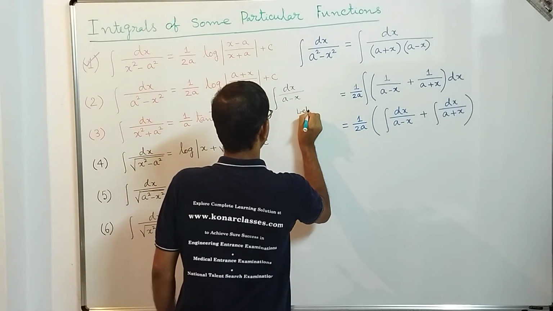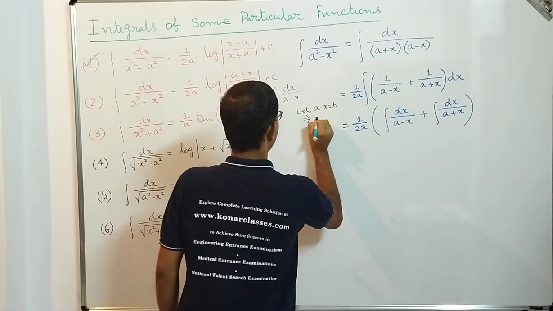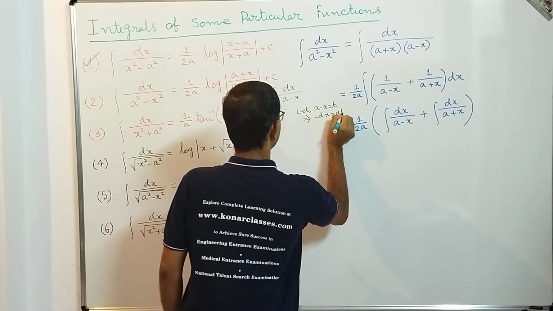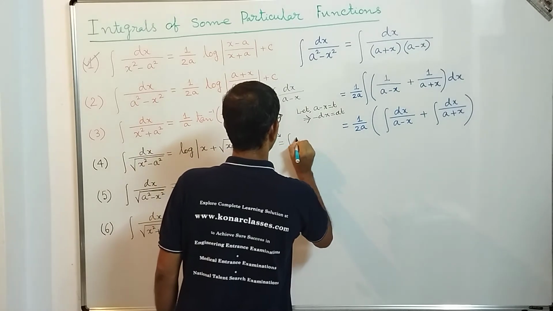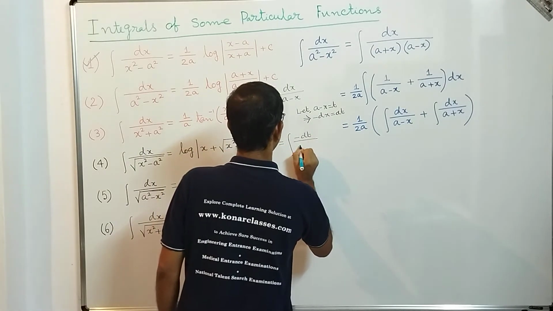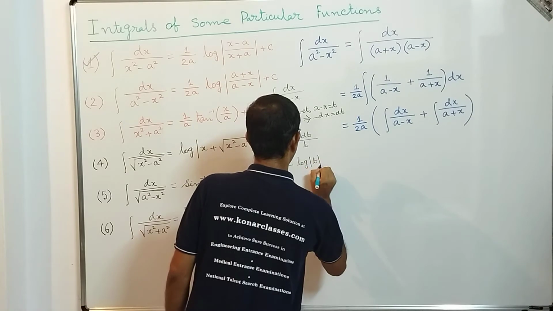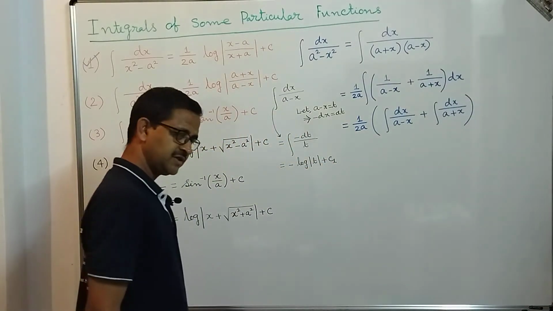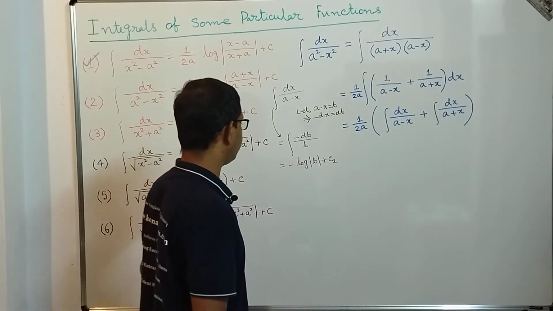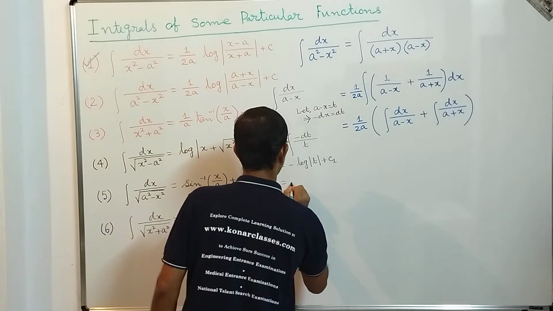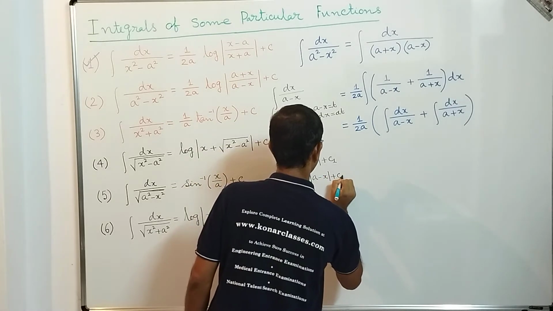We will assume let a minus x be equal to t. That implies minus dx is equal to dt. So then this integration becomes minus dt divided by t, that is equal to minus log of mod t plus one integrating constant called c1. C1 is the constant of integration. Now, minus log of mod t, so what is the value of t? That is equal to minus log of mod a minus x plus c1, correct?